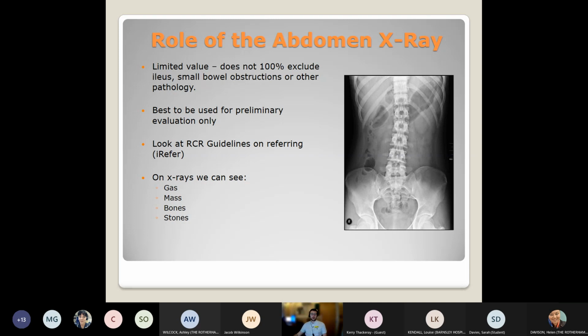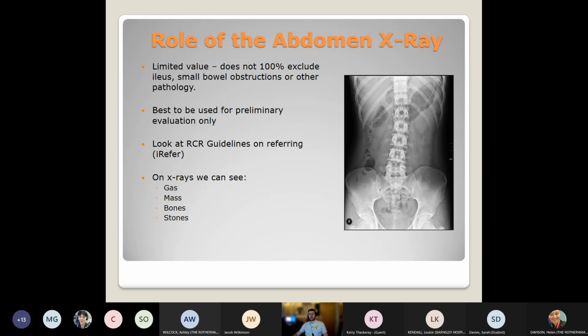We have what's called iRefer guidance from the Royal College of Radiologists. They're really good. If you can get hold of them, it'll tell you what guidelines indicate an abdominal X-ray and what don't. But it's used best for a preliminary evaluation rather than definitive.